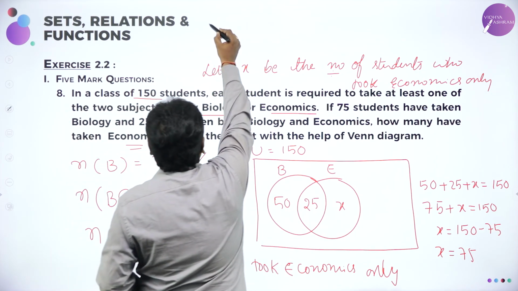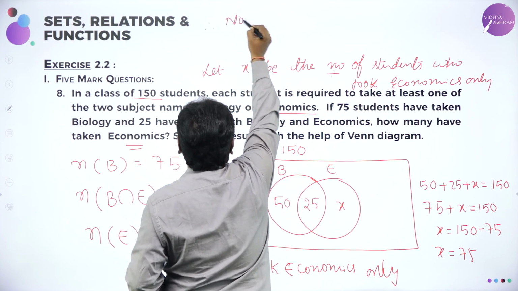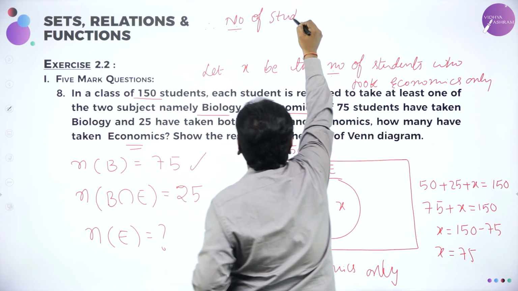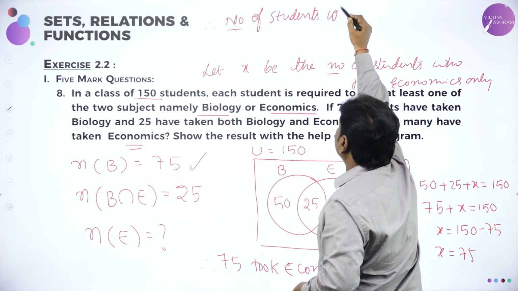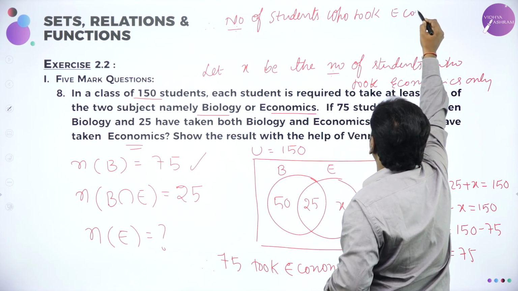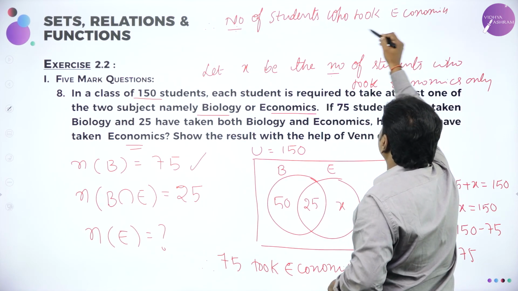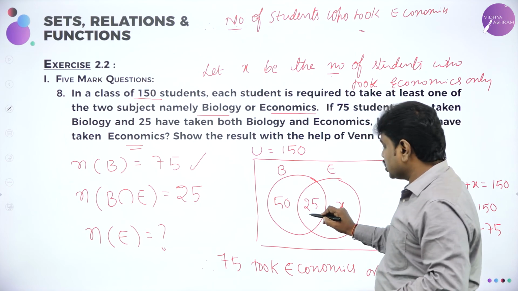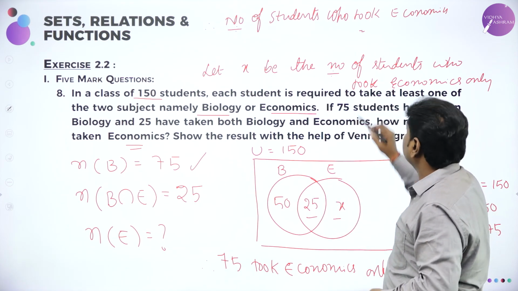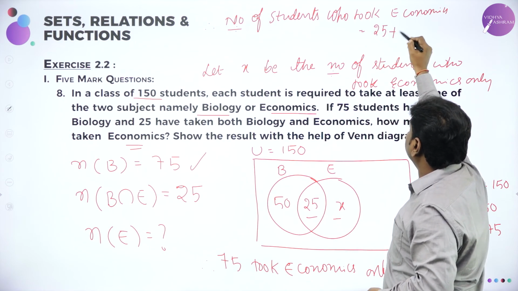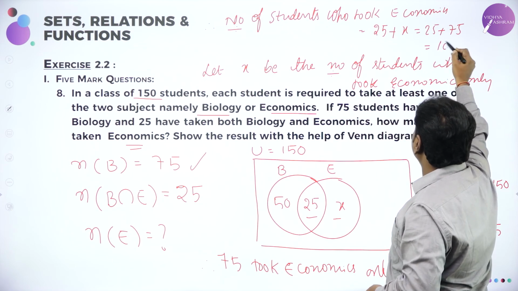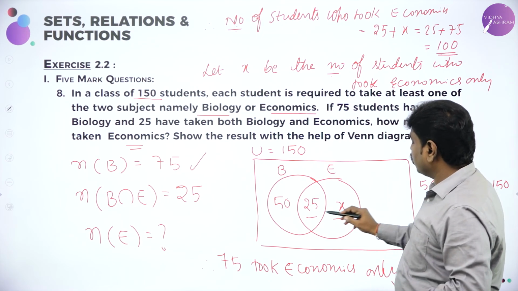So therefore, the number of students who took economics from the Venn diagram is, this is set E. In this we have 25 also, x also. 25 plus x. 25 plus x means what? 25 plus 75 students. That is 100 students. Answer is 100. So 25 plus x.